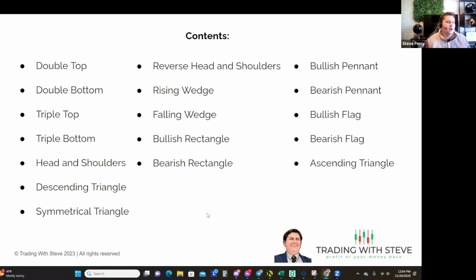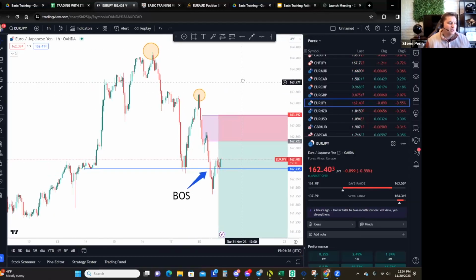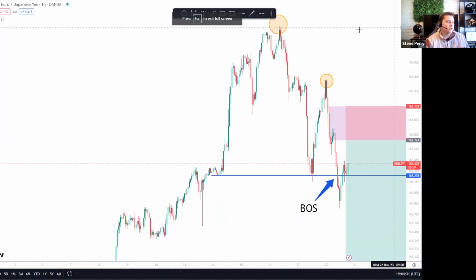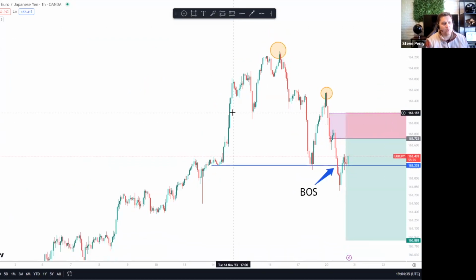So let's talk about some of the basic patterns. I do want to spend more time jumping into the charts themselves, and really just any chart. We can pick any time frame. It doesn't matter the time frame. It doesn't matter the currency pair or the stock or symbol. It doesn't matter.